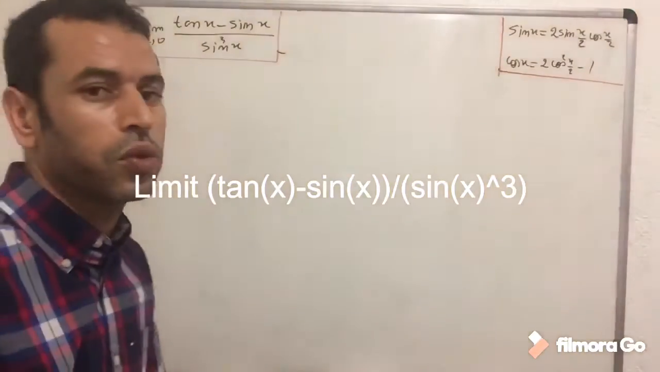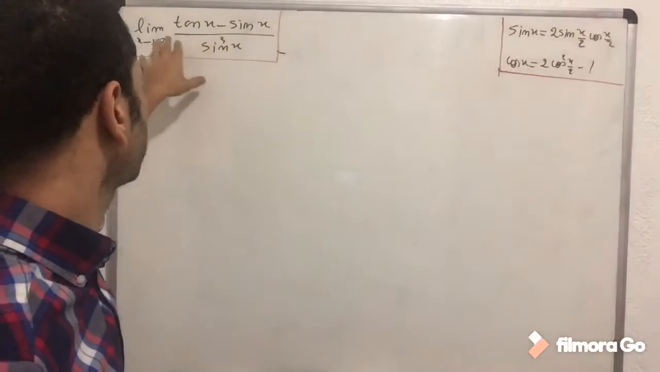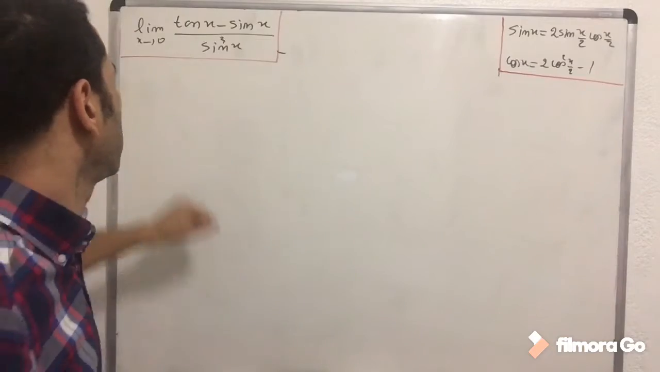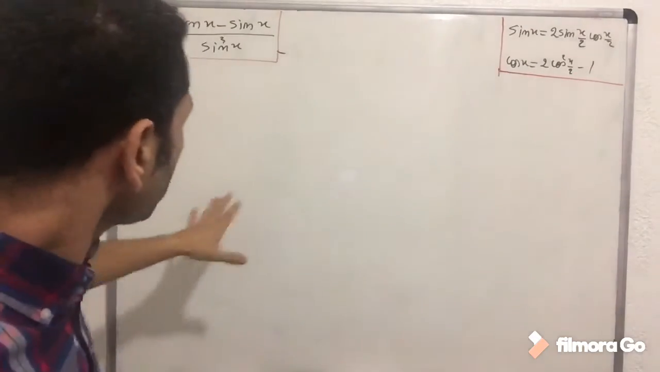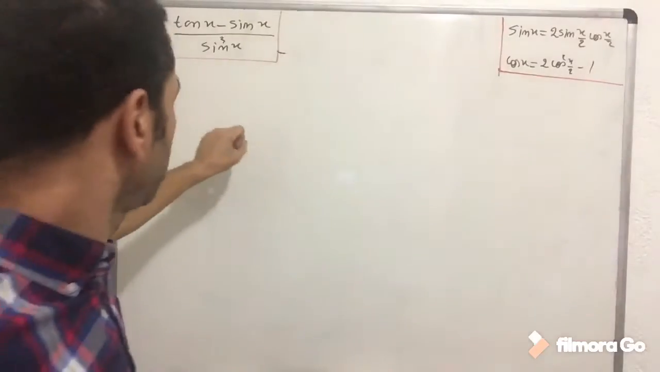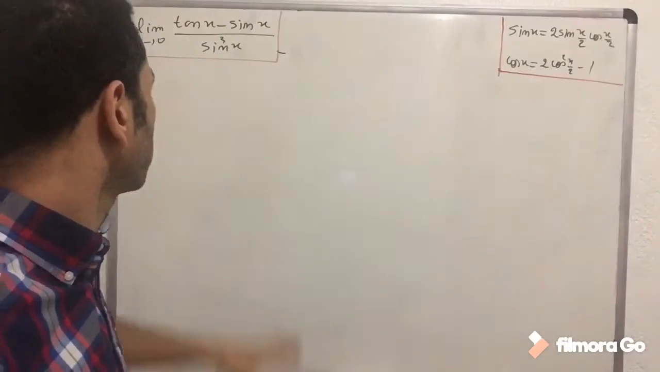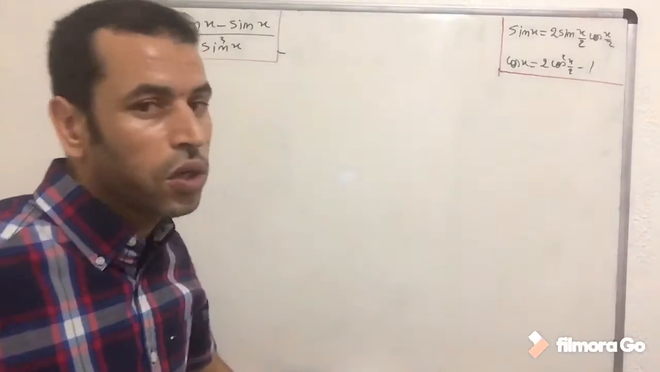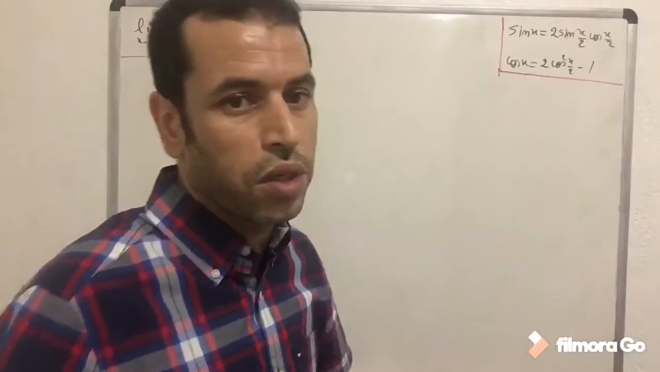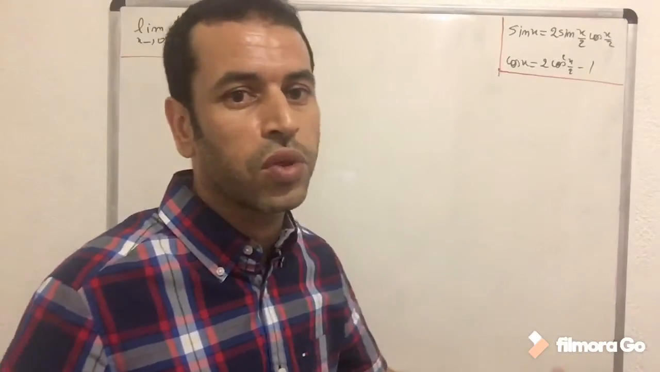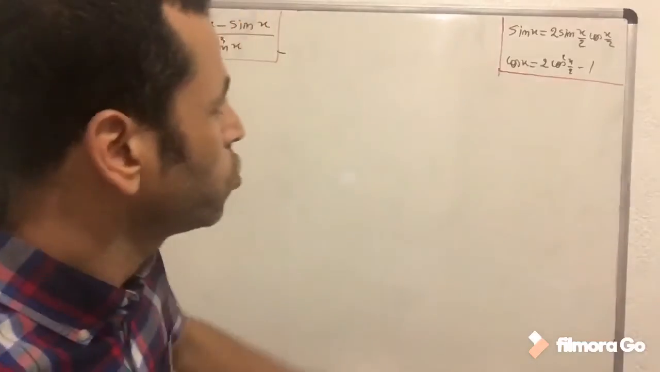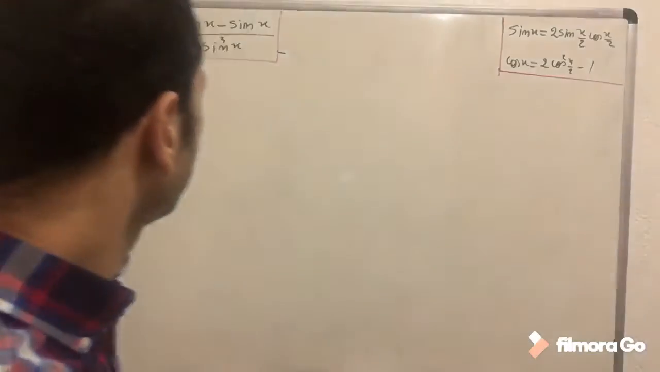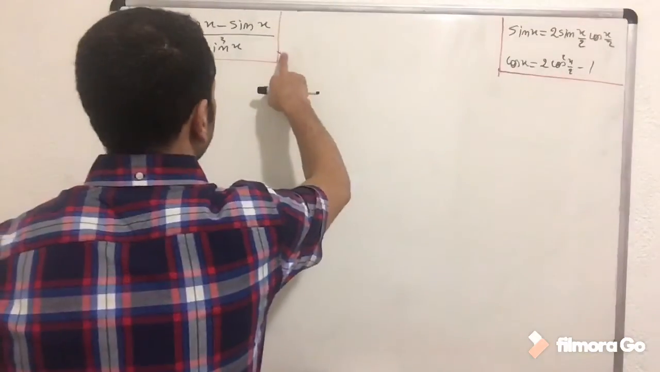In today's video, I'm going to evaluate this nice expression: the limit of tangent x minus sine x over sine cube of x, as x approaches 0. Notice when you see a fraction containing trigonometric functions like tangent x, sine, cosine, always think about the trigonometry formulas, how to transfer sine to cosine, cosine to tangent, whatever it is. So you have to know all the formulas. Okay, let's start calculating this one.